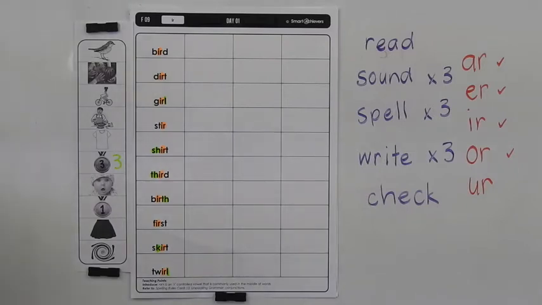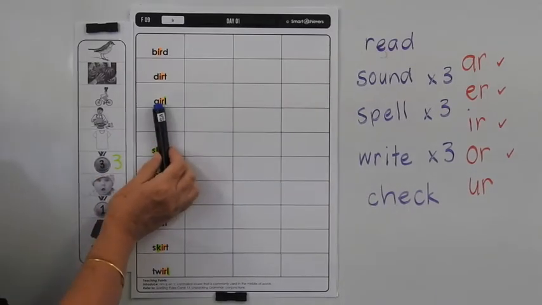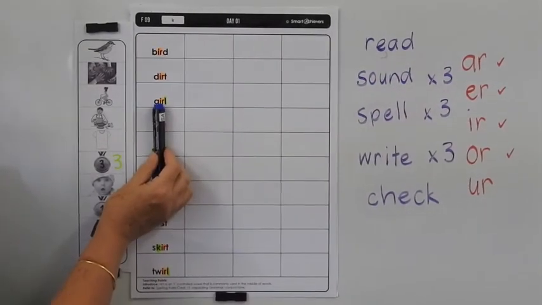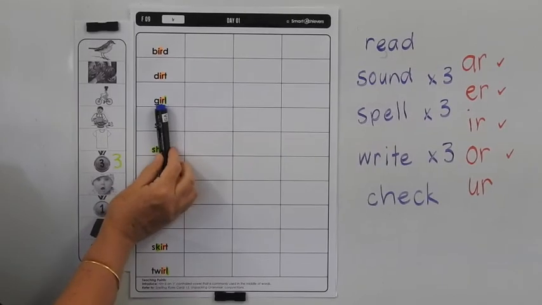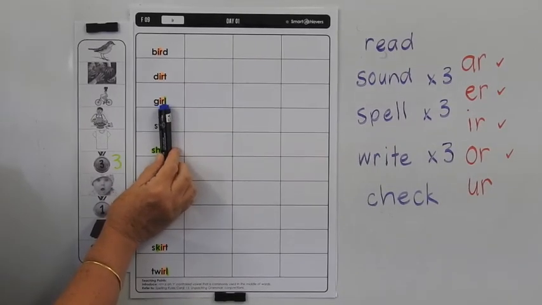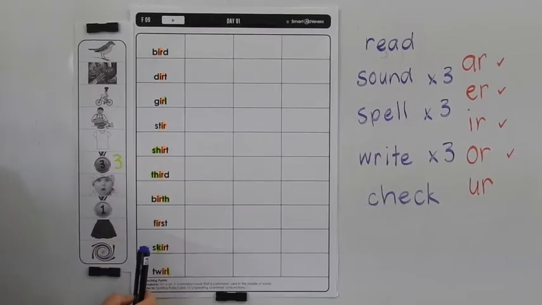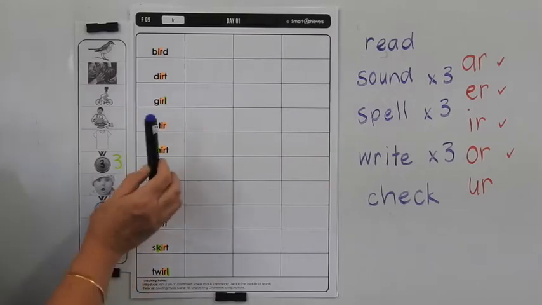So you can see, and you might remember, that after we have a long vowel sound, and R-controlled vowels are always making a long vowel sound, if it's a short word with a long vowel sound that ends with L, we only put one L. So we've got girl, and we've also got twirl there.